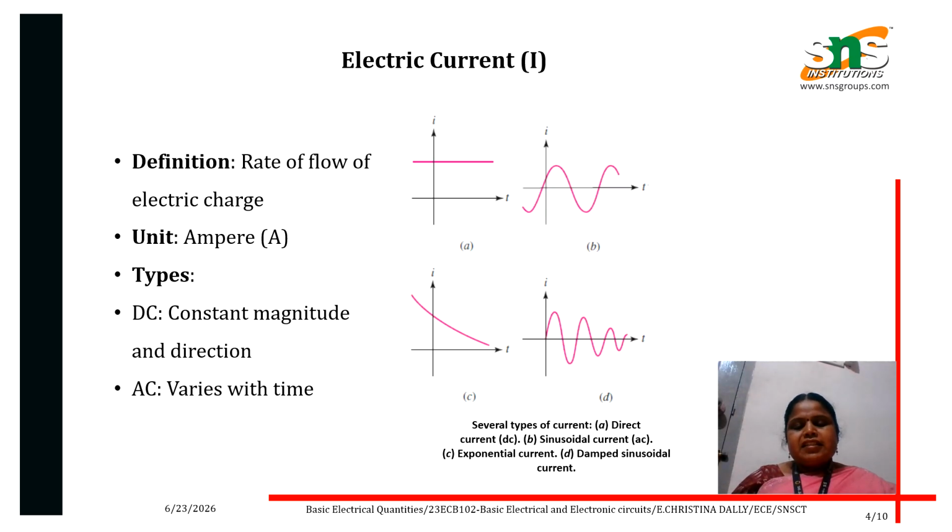DC is nothing but constant magnitude and direction. AC is nothing but varies with time. So from the figure itself, we can say we are having several types of current, such as direct current, that is DC, and sinusoidal current, AC. The third figure represents the exponential current, and finally we have the damped sinusoidal current.